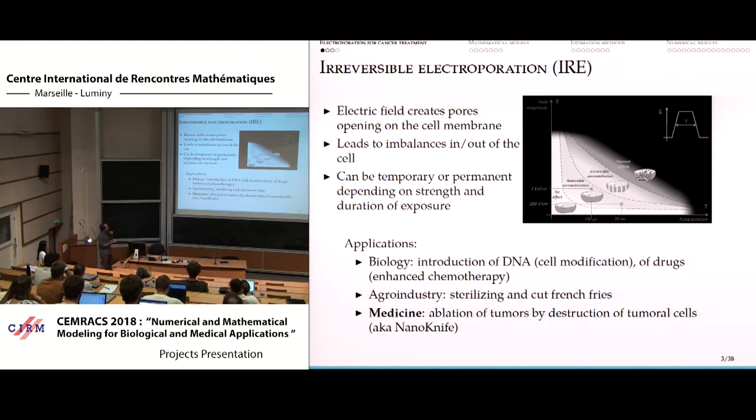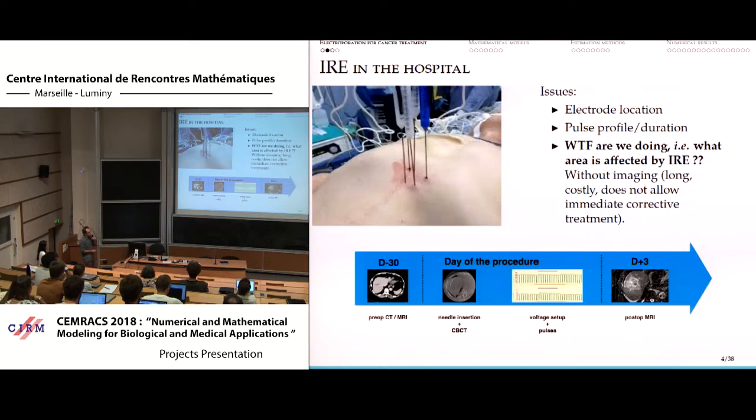Okay, so what happens in the hospital? Sorry if you just came out of lunch. So first, the patient is diagnosed with cancer, and we decide to use this technique. So we perform some pre-operational MRI. Then the day of the operation, we insert some needles in the body. This is done under imaging supervision, and when we are more or less sure that the electrodes are in the good location, we apply high voltage pulses.